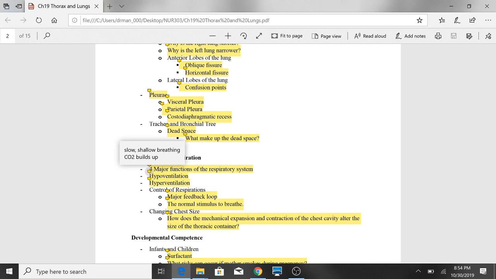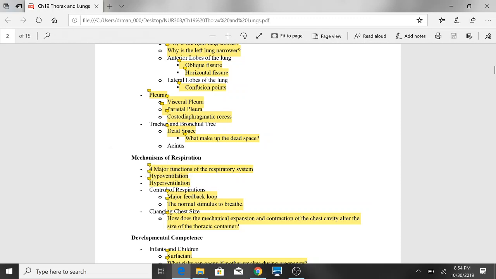Hypoventilation, that's also pretty easy. So slow, shallow breathing, and that allows CO2 to build up. And then you got hyperventilation. It's fast, rapid breathing. Rapid, deep breathing. It causes CO2 to be blown off.